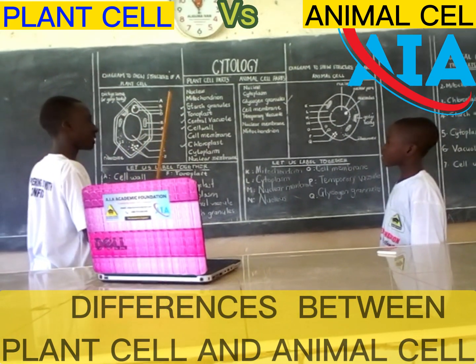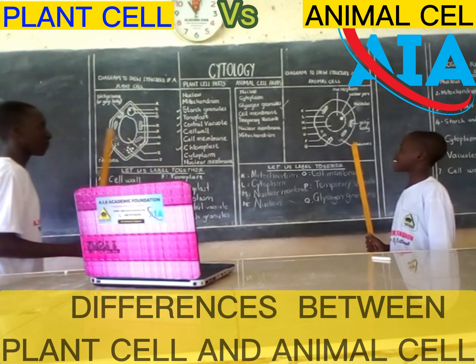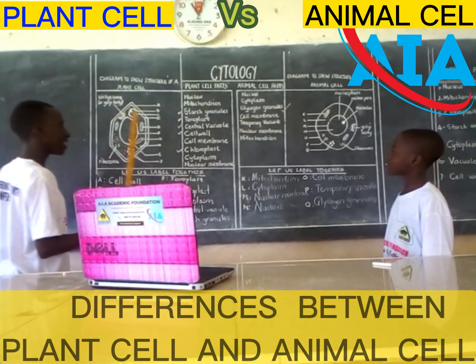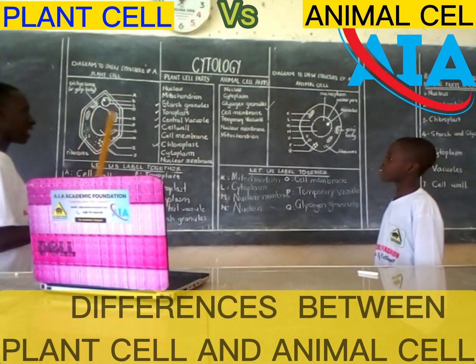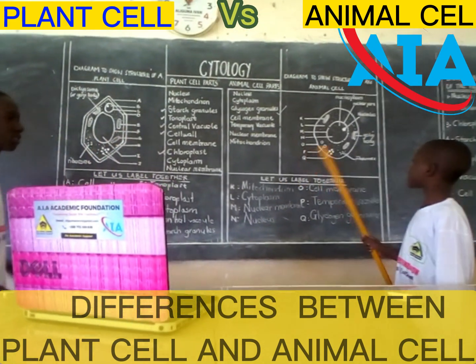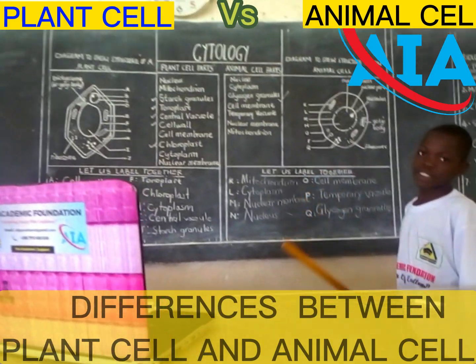My cell has a permanent vacuole. My cell has a temporary vacuole. My cell has a cell wall. My cell lacks a cell wall. My cell has the chloroplast. My cell lacks the chloroplast.